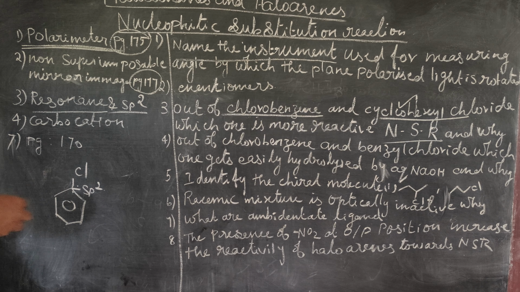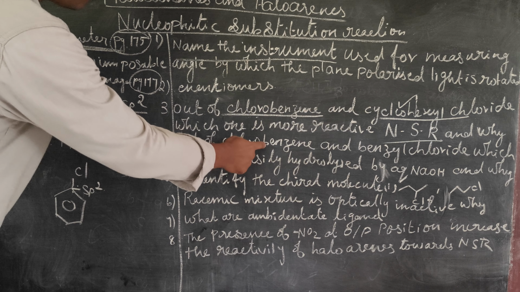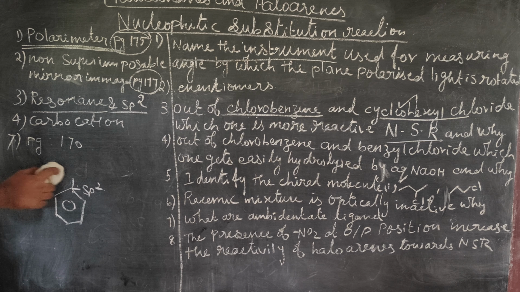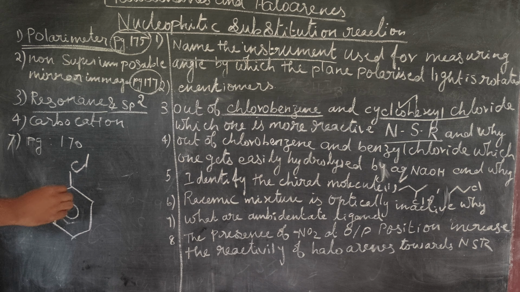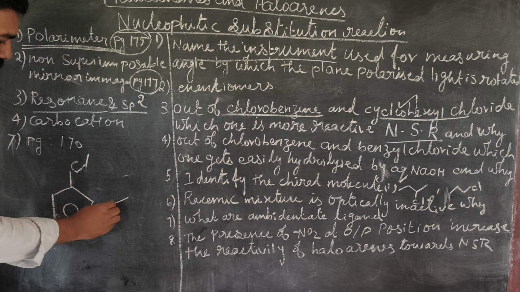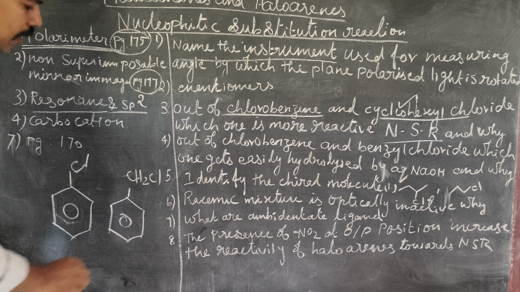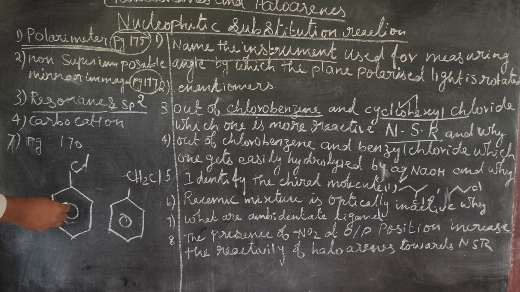Then the fourth question: out of chlorobenzene and benzyl chloride, which one gets easily hydrolyzed by aqueous sodium hydroxide, and why? First of all, know the structure. This is chlorobenzene, and another one is benzyl chloride. This is the same reason: already I explained that due to the resonance effect and sp2 hybridization, chlorobenzene is non-reactive.